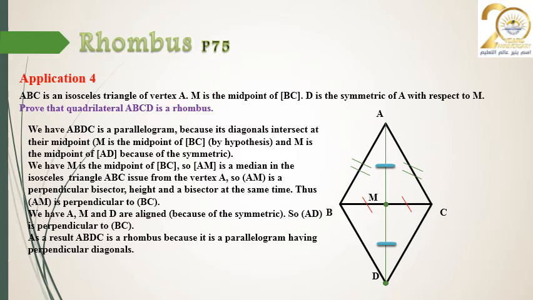We have ABCD is a parallelogram because its diagonals intersect at their midpoint M. M is the midpoint of BC as given, and M is the midpoint also of AD because of the symmetric. So M is the midpoint of both diagonals. We have M is the midpoint of BC. So AM is a median in the isosceles triangle ABC because it starts from A, which is the vertex, and goes through the midpoint of the opposite side, so it's a median.